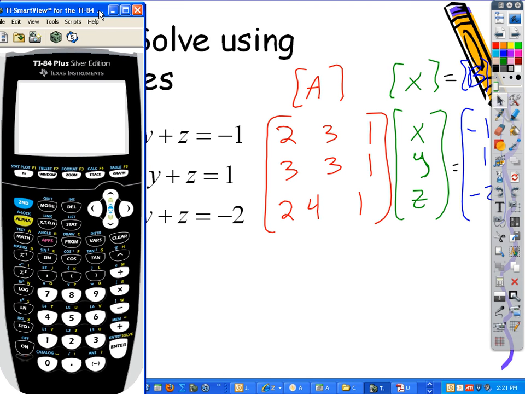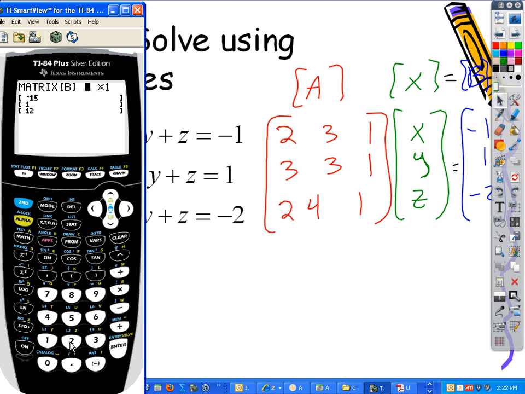So there's the coefficient matrix. Second matrix, we'll go to edit. A, and what size do we want the coefficient matrix to be? 3 by 3. Okay, and then I'll just put in all the entries. 2, 3, 1, 2, 3, 1. Okay, does that look good for the coefficient matrix? Okay. Second matrix, edit B.